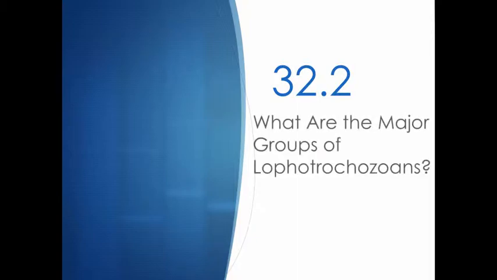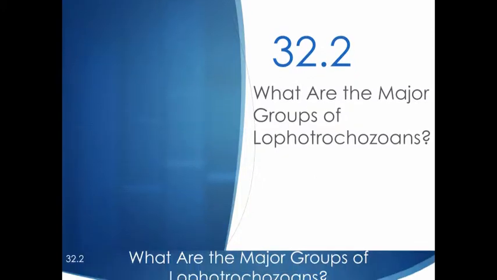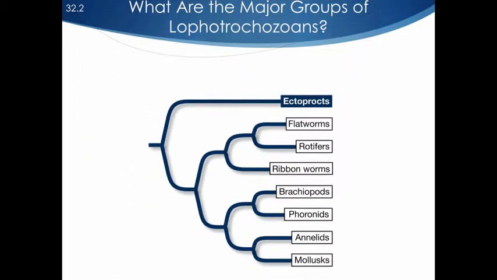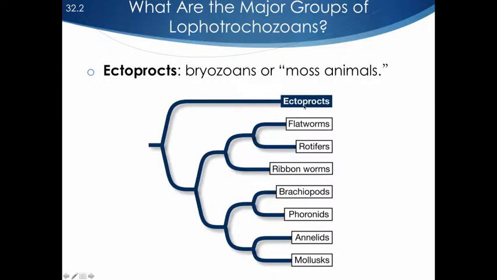Alright, so now moving on to 32.2. And this chapter is about what are the major groups of Lophotrochozoans. So here is a diagram, and we'll be going into a lot of these on this side. So they come from ectoprocts. So ectoprocts are bryozoans, or moss animals.